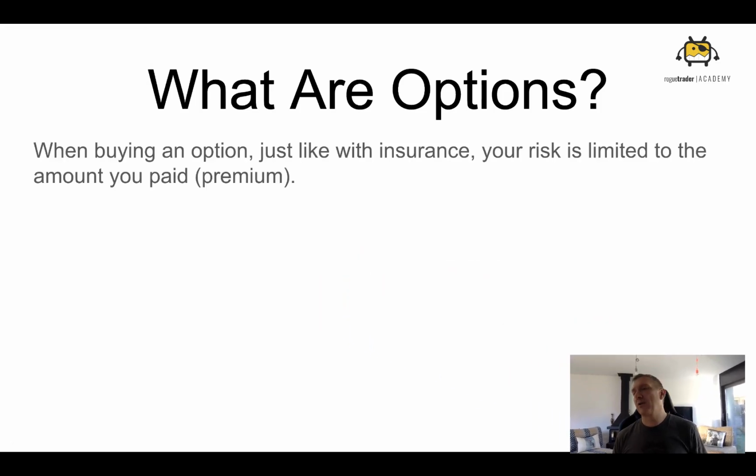So when you're buying an option, just like insurance, your risk is limited to the amount that you paid, the premium. And that's the term they use for insurance too. What are your insurance premiums? It's limited to that. If you spent $100 for an option, it doesn't matter what happens with the price of anything. The maximum you could lose is $100. You can sleep pretty soundly at night, not worrying about it. There's one thing to remember though.